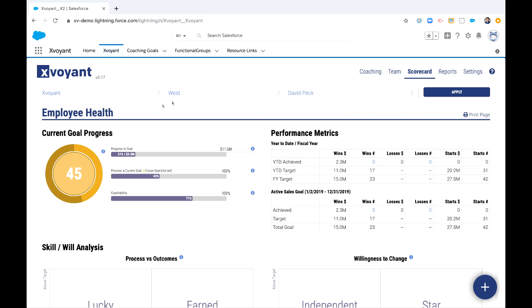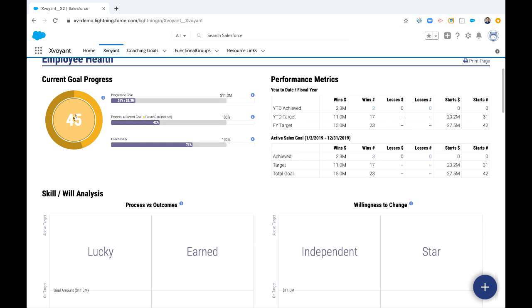First, we will cover the current goal progress. The current goal progress, just like in the team tab, shows you the health score for this individual performer. This health score will be pulled from 3 different sections: progress to goal, process, and coachability. Progress to goal will show you your sales target today.